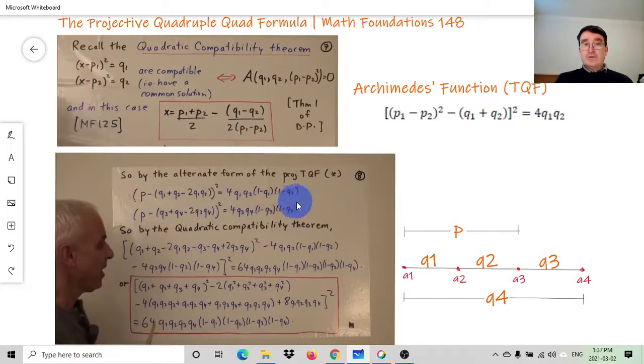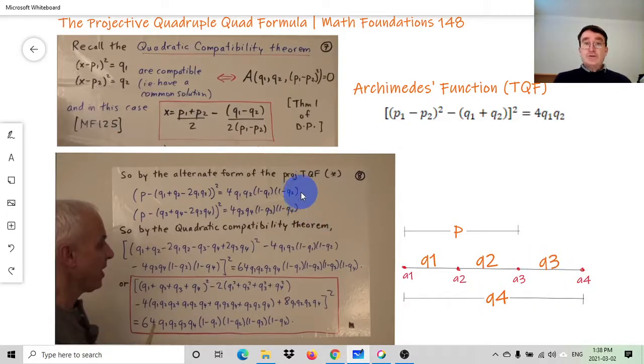So the first equation is a triple quad formula consisting of Q1, Q2, and P. The second equation is a triple quad formula consisting of the points A1, A3, and A4. So the quadrance between A1 and A3 is P. The quadrance between A3 and A4 is Q3. And the quadrance between A1 and A4 is Q4. And that forms another triple quad formula.